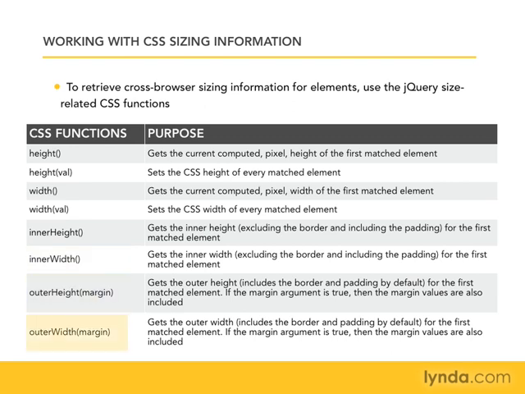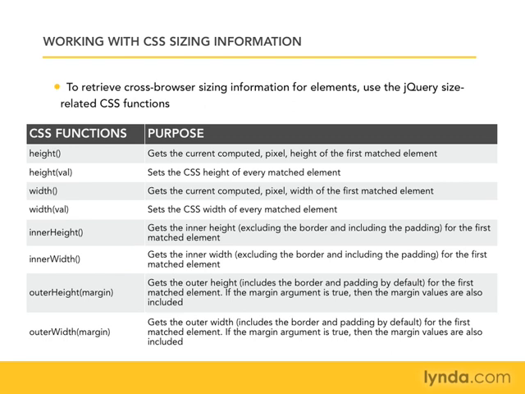And outer height and outer width work just the opposite. They will get the outer height, which includes the border and padding by default for the first matched element. And if you pass true for the margin, then the margin values are also included. And the same thing for outer width. It will get the outer width as it's been computed by the browser. And again, you can ask to have the margin included.